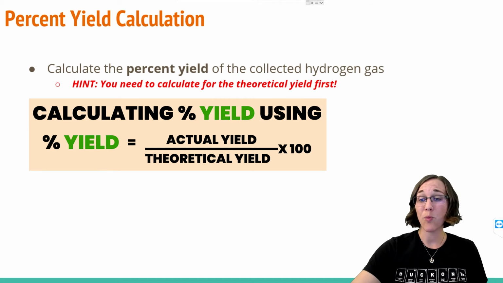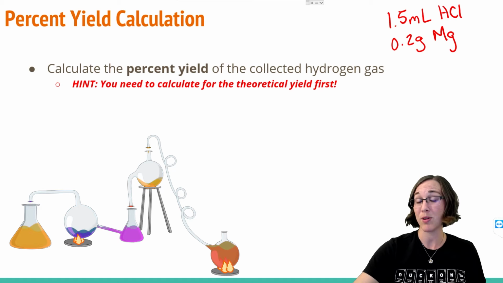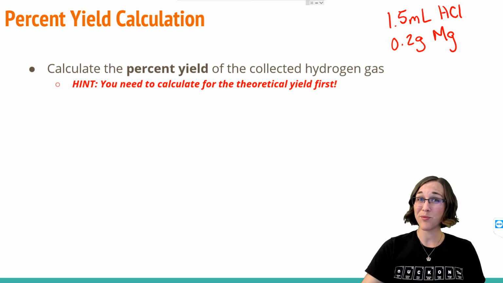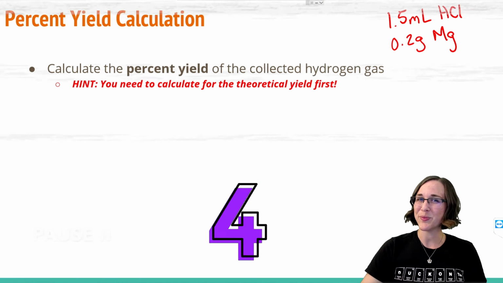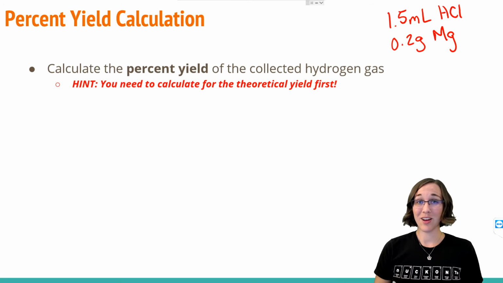We had 1.5 milliliters of HCl that we used in this experiment, and we also had 0.2 grams of magnesium that we weighed out. So we need to figure out from both of those values which one is the limiting reactant. Go ahead and pause the video here and see if you can figure it out before I show you. All right, here we go.